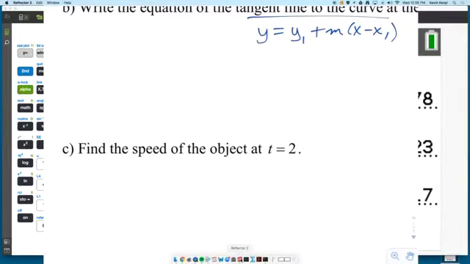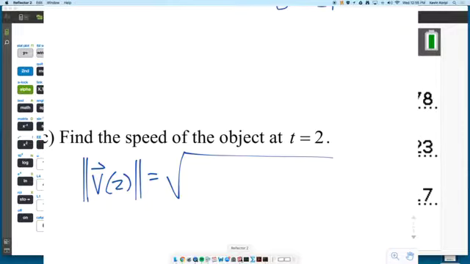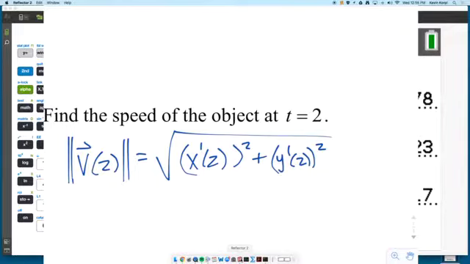All right, finally, find the speed of the object at t equals 2. Speed at 2. How do we find speed at 2? It's the norm. Good. So I'm going to say the norm of the velocity at 2, with a double bar. And remember, it's going to be the square root of x prime of 2 squared plus y prime of 2 squared. So we have the component velocities, which are x prime and y prime, squared because it's the Pythagorean theorem. And that's all you would need to show for your setup.